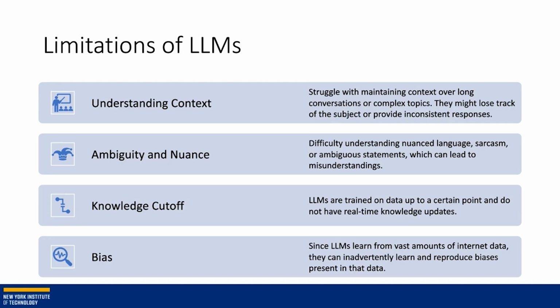Ambiguity and nuance. It has difficulty understanding nuanced language, jargon, and sarcasm, and this can actually lead to misunderstandings. There's also a knowledge cutoff. Large language models are trained on data up to a certain point, and they do not have real-time knowledge updates. For example, Copilot is only trained up to August 2023. So at the time of this recording, it's over a year old of information.